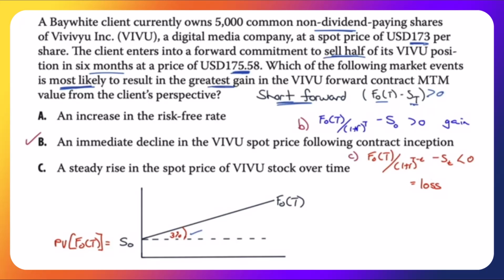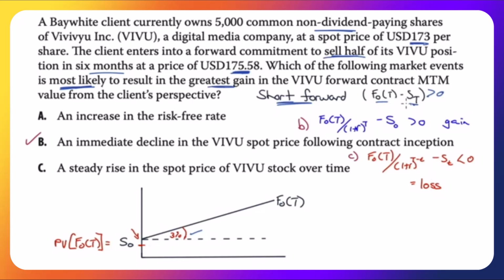A, an increase in the risk-free rate. Well, it doesn't tell me when the risk-free rate is going to increase, and it doesn't tell me by how much the risk-free rate is going to increase. So if I assume the risk-free rate increases at inception date, that means we would be discounting back the future price by a higher discount rate. It would end up being below whatever the current spot rate is.